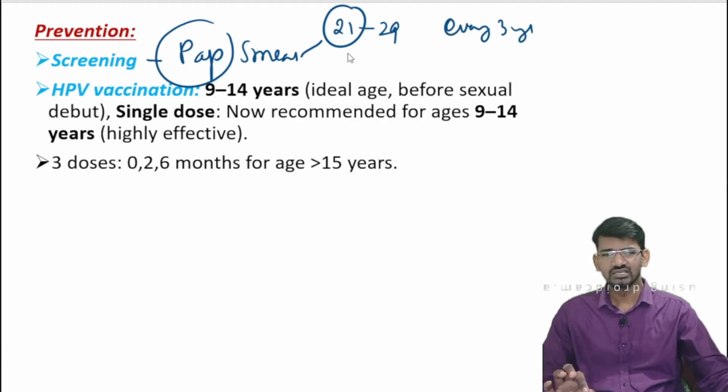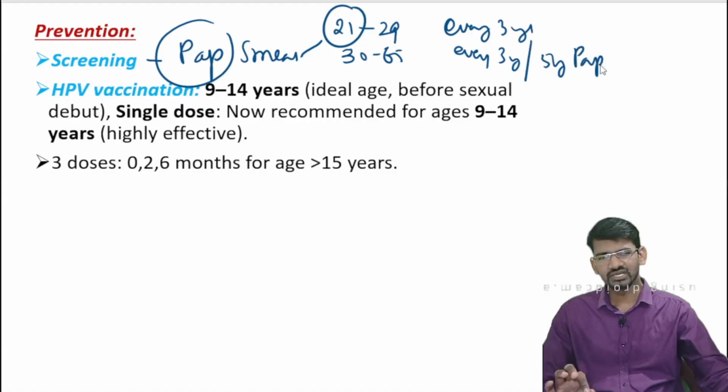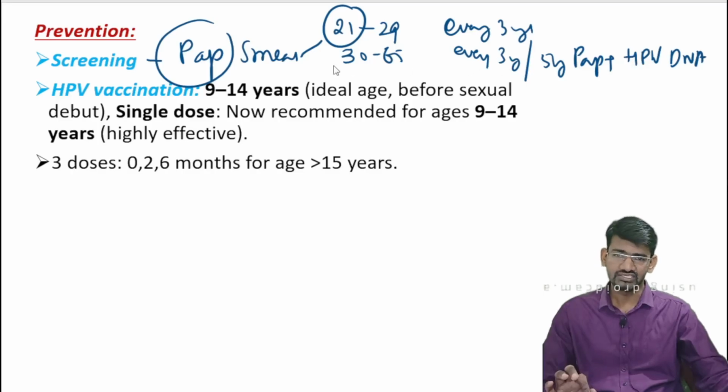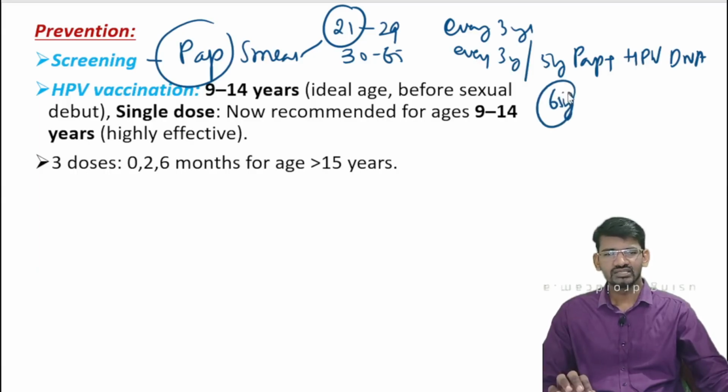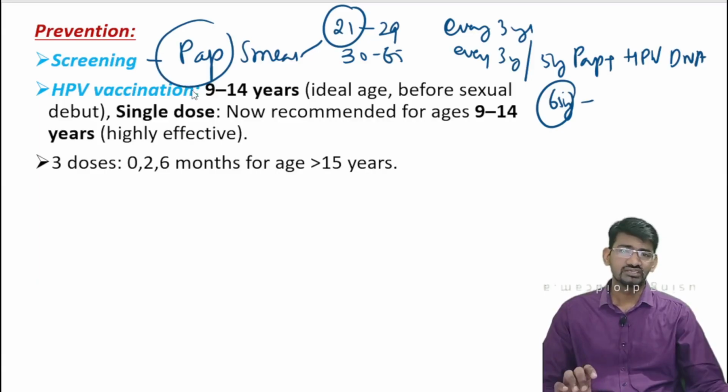they should have a pap smear testing. And after 29, that is 30 to 65 years, once every 3 years they should go for the pap smear, or else every 5 years they should go for a pap smear plus HPV DNA testing. Either every 5 years with both tests, or every 3 years with only the pap smear. After 65 years of age, they can stop it. If negative or normal reports were found in the last 10 years, then they need not go for any screening test after 65 years of age. So this is how screening will help you prevent CA cervix.